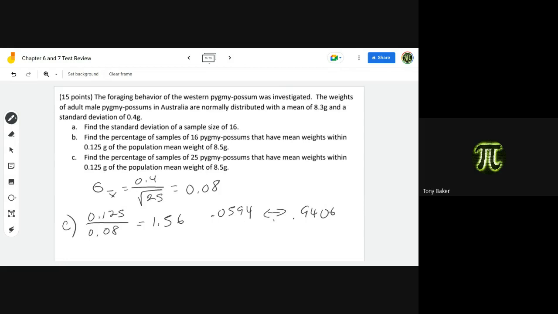And then we subtract those two, and we get 88.12%. And you should get a higher percentage. The bigger the sample, again, remember, the more sample, the tighter it gets, right? So I should have a higher percentage of them. Any questions on that one?